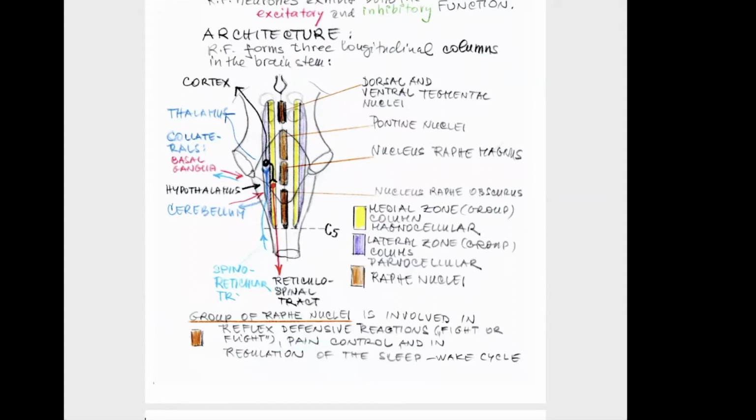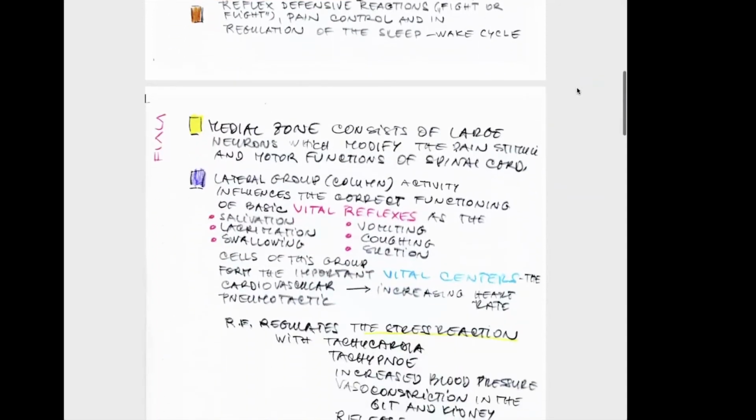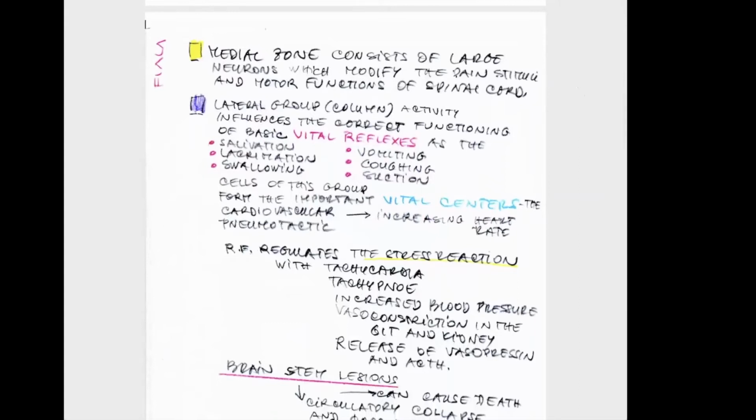The next page explains also the actions of the medial zone, which consists of large neurons, as we said, the magnocellular, and which modifies the pain stimuli and motor functions of the spinal cord. Then the lateral, the last part, lateral column, the activity of this lateral column influences the correct functioning of the basic vital reflexes. So we have to say that the reticular formation consists of the network which forms also very important vital centers, providing also the control of the vital reflexes like the salivation, swallowing, lacrimation, vomiting, suction, coughing, etc.